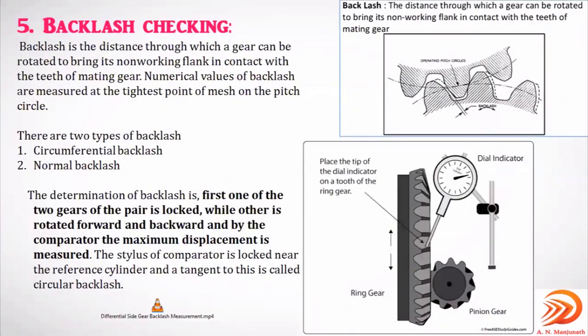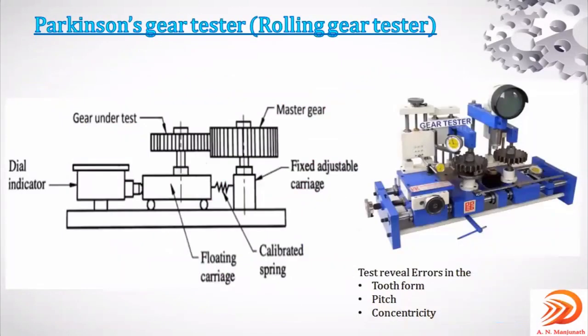Right? So the next topic is the Parkinson gear tester, also called the rolling gear tester. You can observe on the screen, on the right side, this is actually the measuring machine which will inspect the gear, which will test the gear.